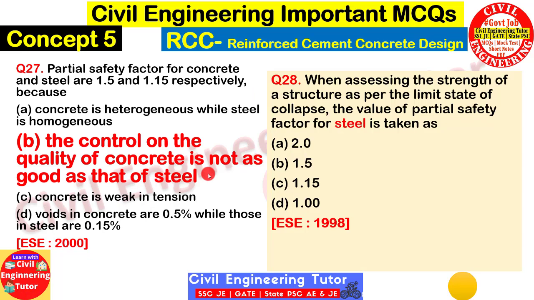Now moving towards the next question, that is 28. I think you must know this. Here you can see that they have mentioned the limit state of collapse. So for this case, for steel it will be 1.15. Now one thing you have to remember: if they ask about the limit state of serviceability, then for steel as well as for concrete it will be 1. Okay, just remember this.